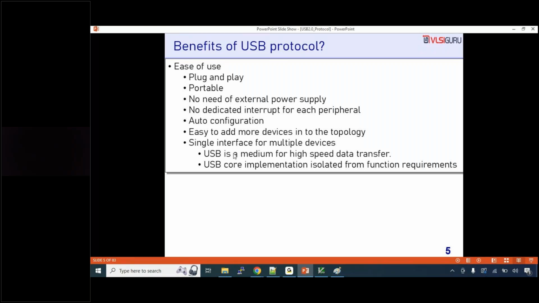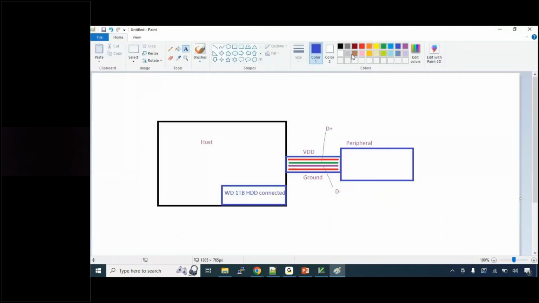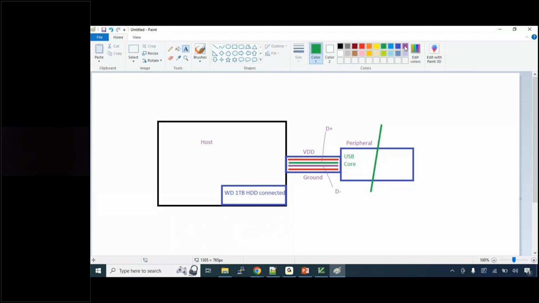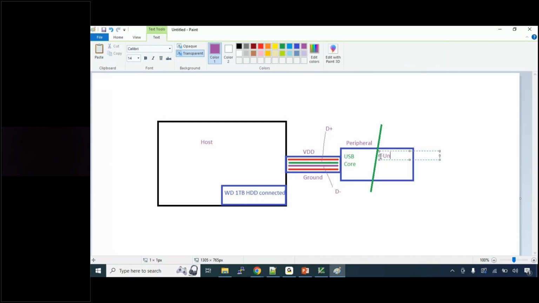Now please understand that USB is the medium for high speed data transfer. It is not the actual function. If this is my peripheral, the peripheral is divided into two parts. One part is the USB core, which implements the USB related functionality. The other part is the function that we want from the device, the device function.